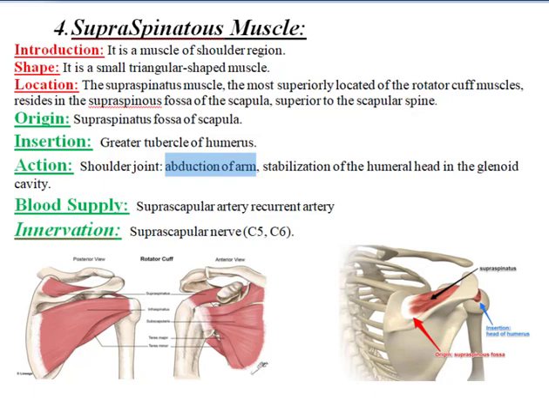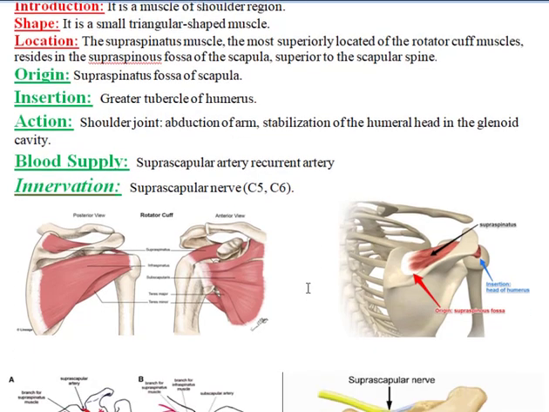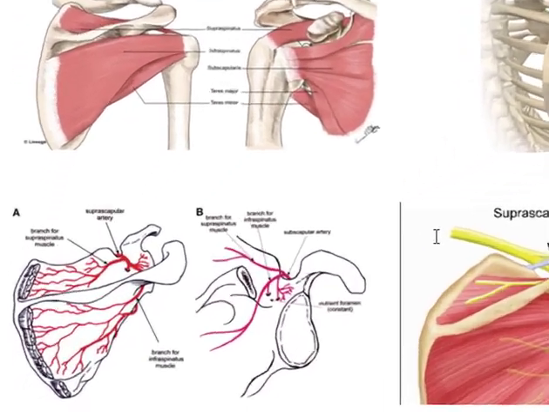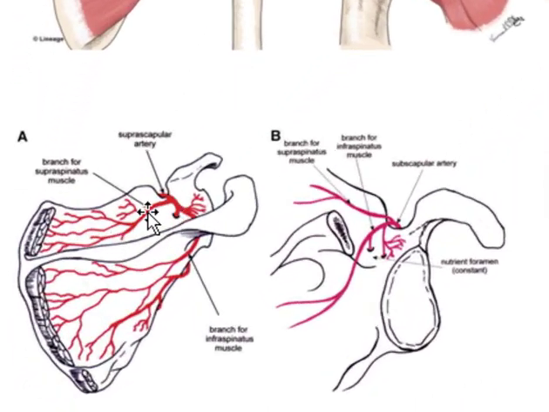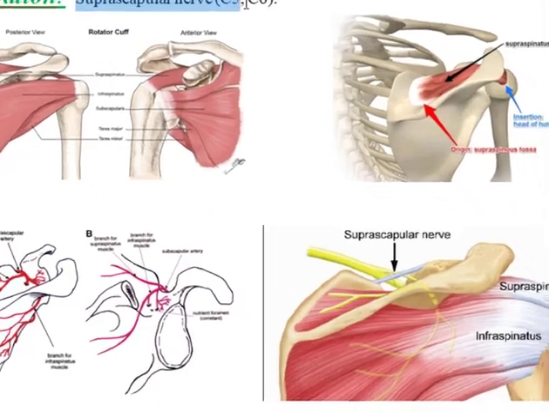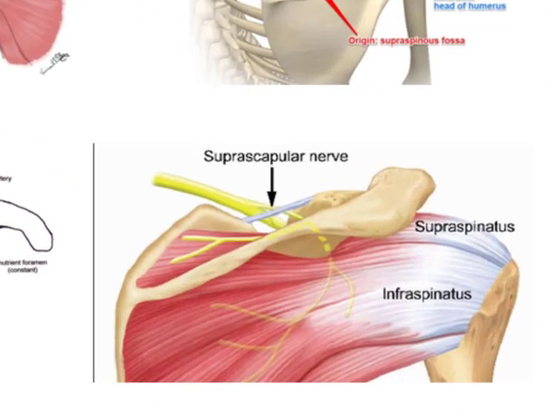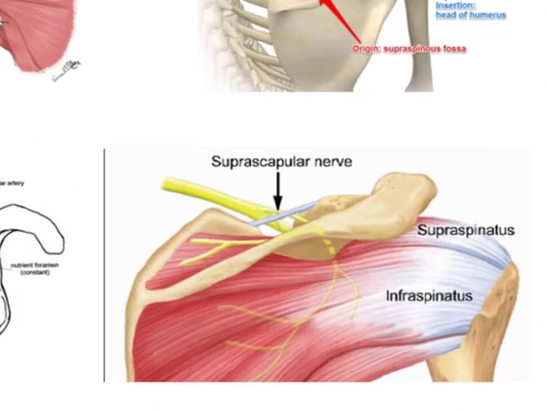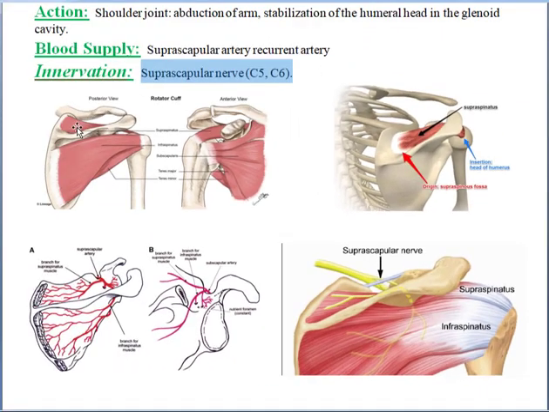What is its blood supply? It is supplied by the suprascapular recurrent artery. Here is the suprascapular recurrent artery. So this artery gives oxygenated blood to this muscle, and it is innervated by the suprascapular nerve, right? So this is the supraspinatus muscle. You can see it here, supraspinatus muscle, and this will be the infraspinatus muscle.